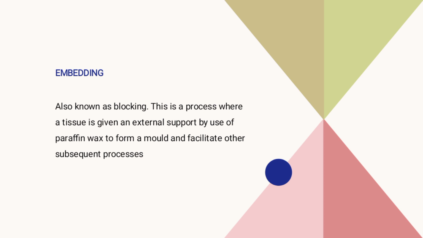After giving the tissue an internal support, the next process is embedding, which is also known as blocking. It is a process where a tissue is given an external support by use of paraffin wax to form a mold and facilitate other subsequent processes. Here we've given a tissue an internal support, and now we want to give it external support. We put that tissue in a mold, and then we put paraffin wax to give it shape from outside.